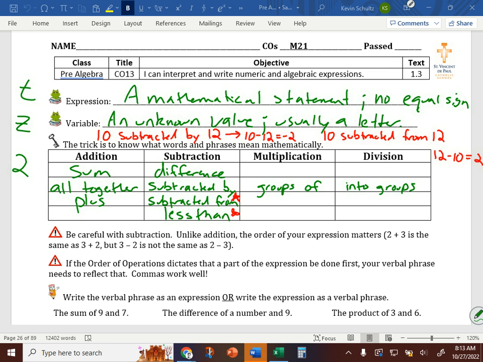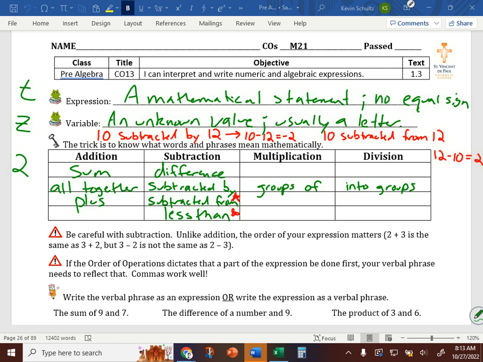You have 3 groups of 4. Total, you have 12 objects, right? If you're putting 12 objects into groups of 4, each will have 3. 12 divided by 4. So the word groups can be a little bit tricky also. You're looking for that word of or that word into for multiplication versus division.